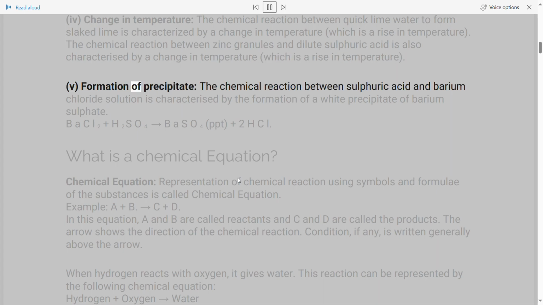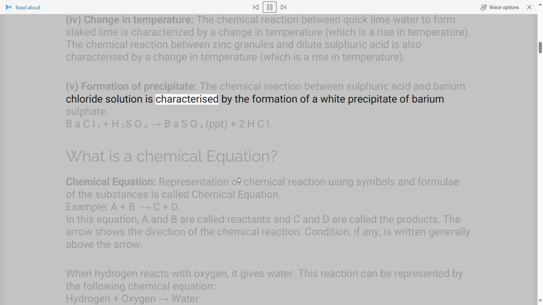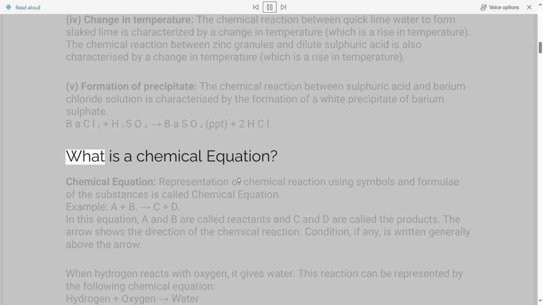5. Formation of precipitate. The chemical reaction between sulfuric acid and barium chloride solution is characterized by the formation of a white precipitate of barium sulfate. BaCl2 + H2SO4 → BaSO4 (ppt) + 2HCl.